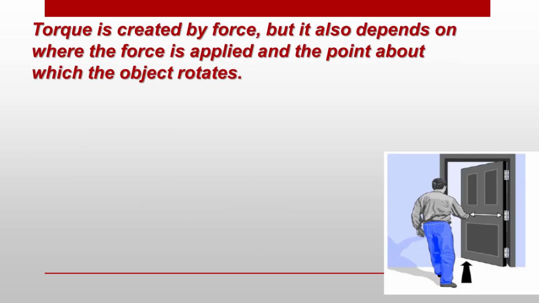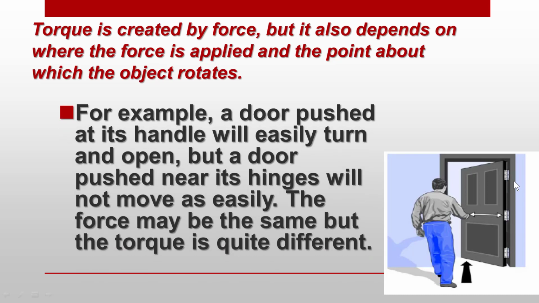So torque is created by force, but it also depends on where the force is applied and the point about which the object rotates. These two points are also important. For example, a door pushed at its handle will easily turn and open, but a door pushed near its hinges will not move as easily. The force may be the same, but the torque is quite different.